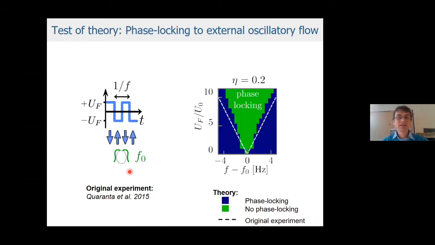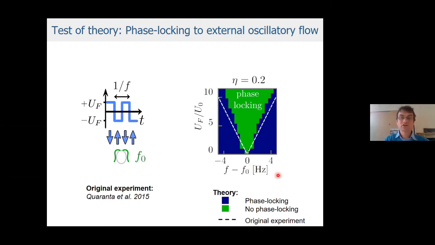And as a test of our theory, we used our minimal model to predict synchronization to external oscillatory flows. In this paper published in PRL by Quaranta and Tam, they observed synchronization of Chlamydomonas beating to an external oscillatory flow. At that time, they were arguing maybe hydrodynamics is not sufficient and we need basal coupling, we need distal fibers. But actually, already with our minimal model, we can reproduce the synchronization behavior observed in their experiments, and in particular, reproduce a so-called Arnold tongue, which they measured.